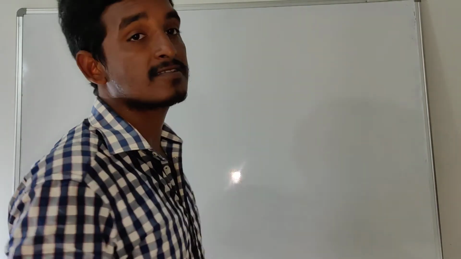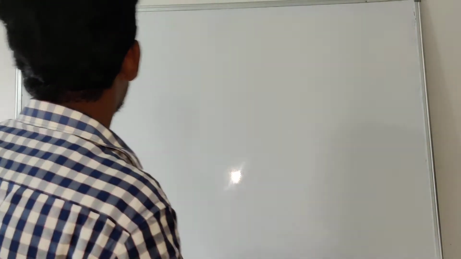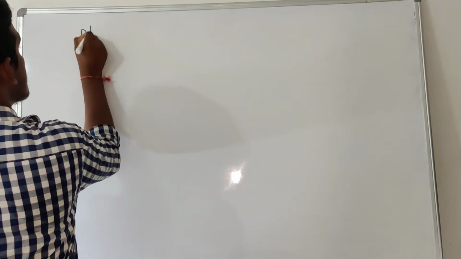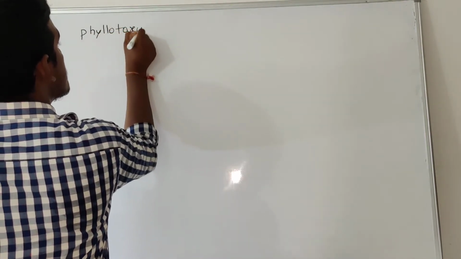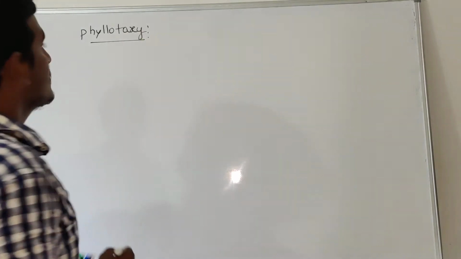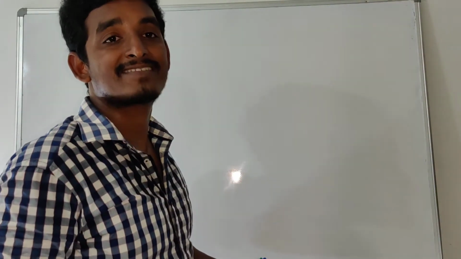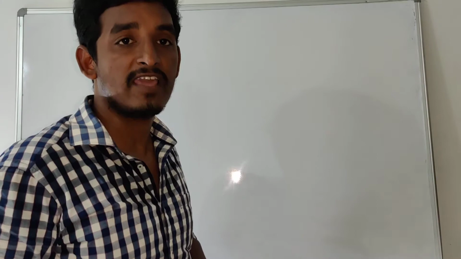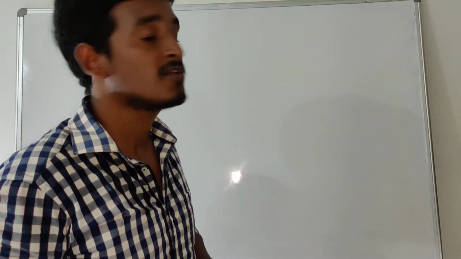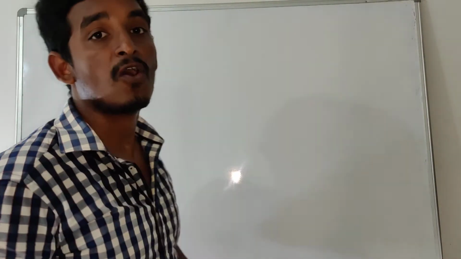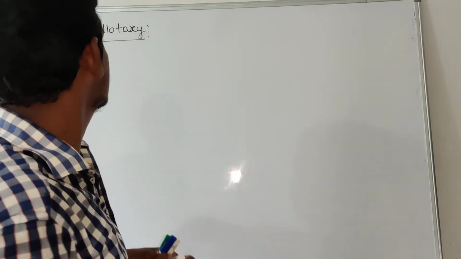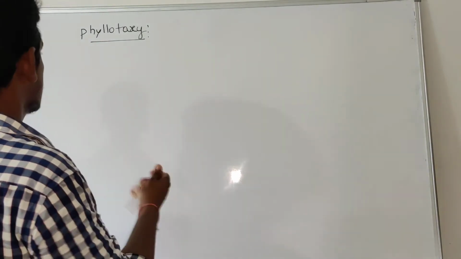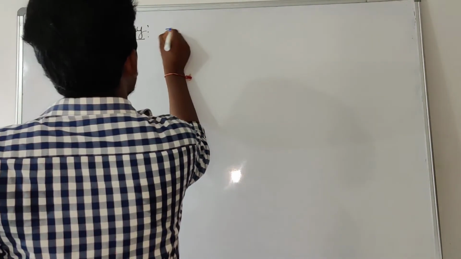Now today we are going to discuss a new topic, that's about phyllotaxy. What about phyllotaxy? Phyllotaxy means the arrangement of leaves on the stem or branch. So how the leaves are arranged on the stem or branch, that is what we call phyllotaxy.